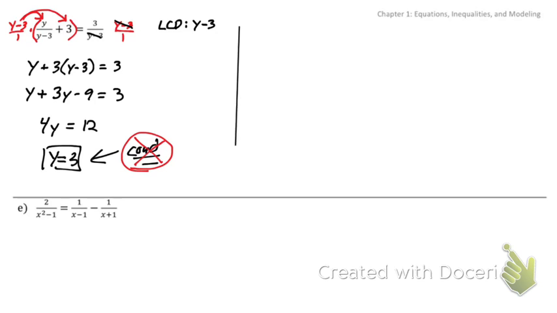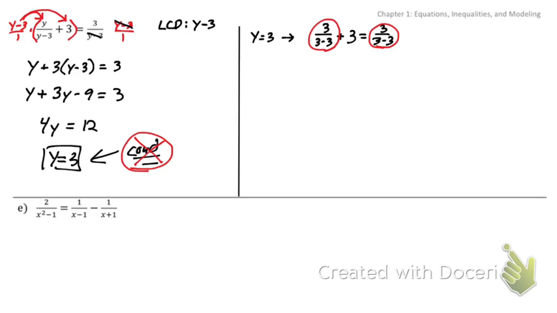And like I said, if you were to check this, and you were to plug in, so if we say, okay, let y equal 3, then we'd have 3 over 3 minus 3 plus 3 equals 3 over 3 minus 3. Both of these are undefined. So rather than being conditional, this would be inconsistent. It would be inconsistent. There is no solution.